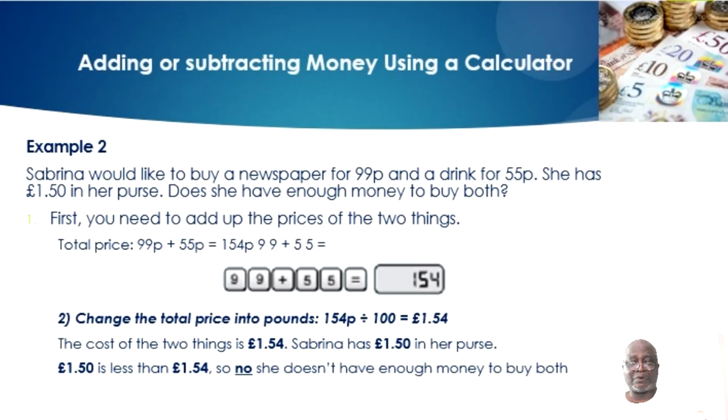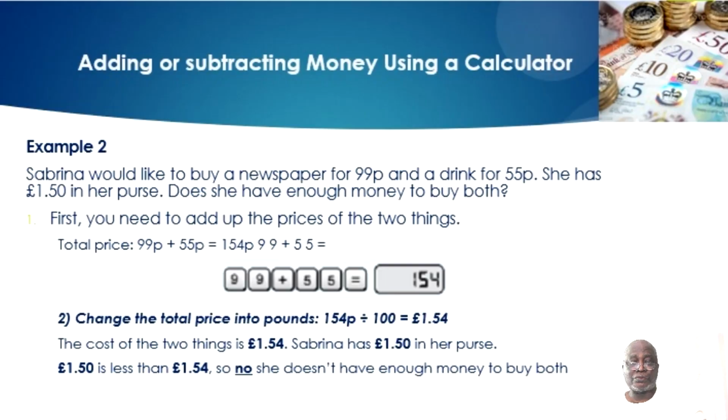99 plus 55 equals. Now you need to change that to pounds and pence, because that's the question. Although the problem is given to you in pence, the question says she has £1.50. Does she have enough money? So that's your calculator keystrokes, and then your answer.